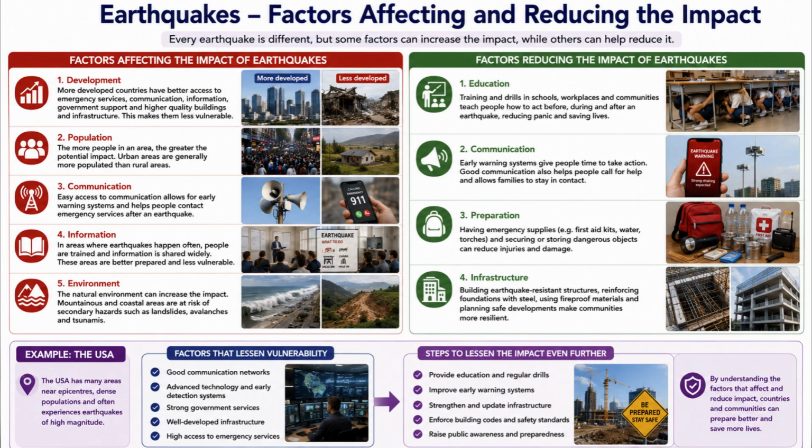3. Preparation. Having emergency supplies, for example first aid kits, water, torches, and securing or storing dangerous objects can reduce injuries and damage. 4. Infrastructure. Building earthquake-resistant structures, reinforcing foundations with steel, using fireproof materials and planning safe developments make communities more resilient. Example: the USA. The USA has many areas near epicenters, dense populations, and often experiences earthquakes of high magnitude.